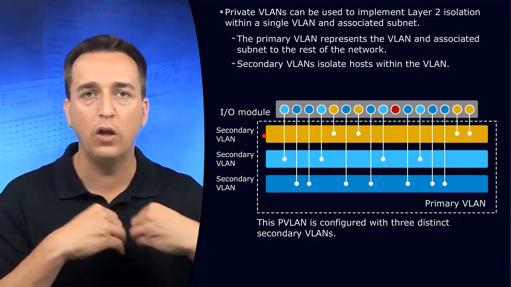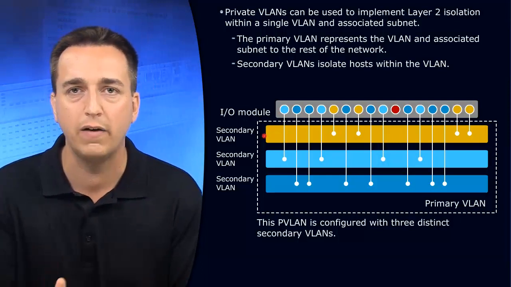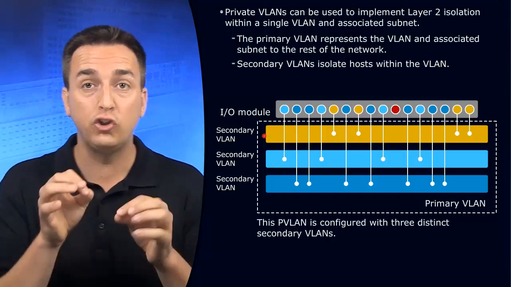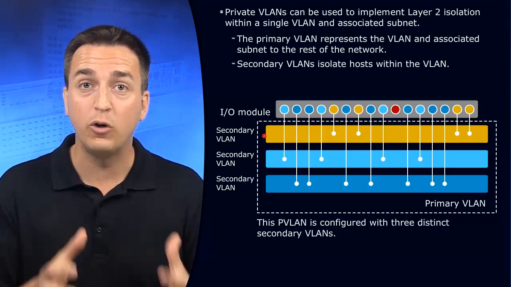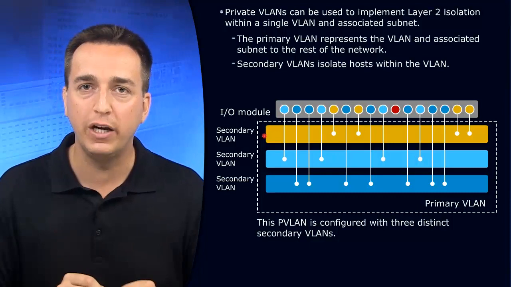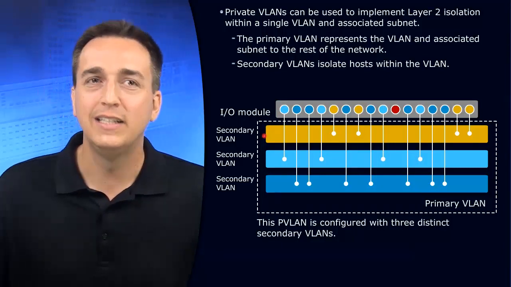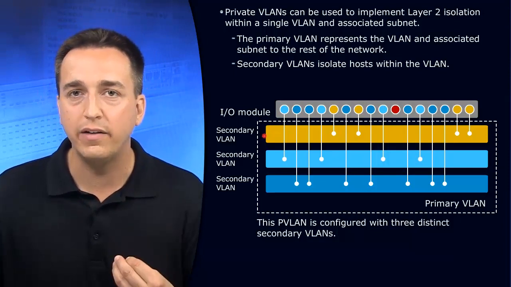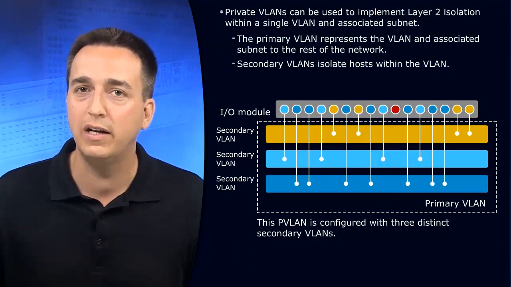So as traffic flows in a particular interface that is part of a certain secondary VLAN, the switch has the ability to determine whether it can truly go to the destination that that frame or data is intended for based on the memberships of these interfaces and their secondary VLANs that they belong to. So what type of secondary VLANs exist? Well, there's community VLANs and isolated VLANs.